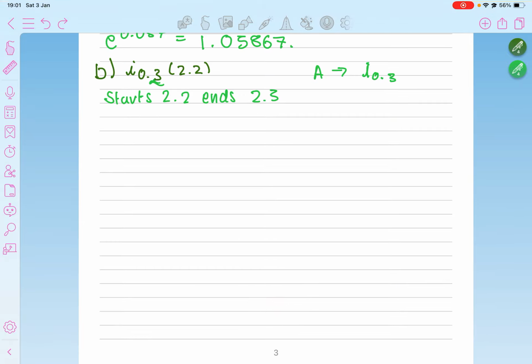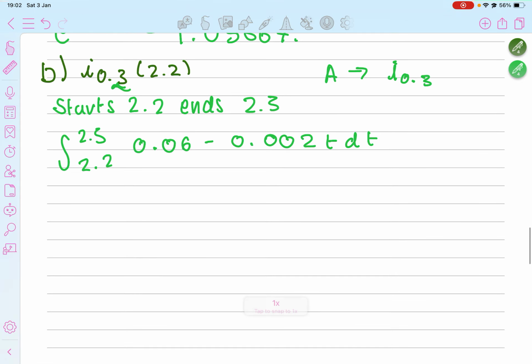So just like before, integrating from 2.2 to 2.5 of 0.06 minus 0.002t dt. I'll just say that's x because I can't remember the answer right now. No, I should just work it out. Okay, I'll work it out.